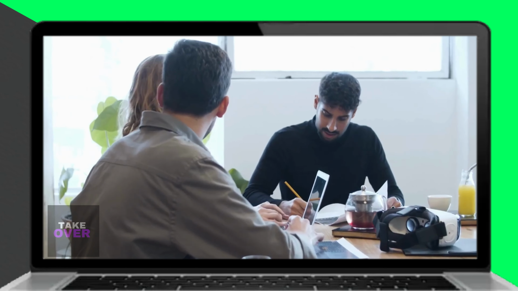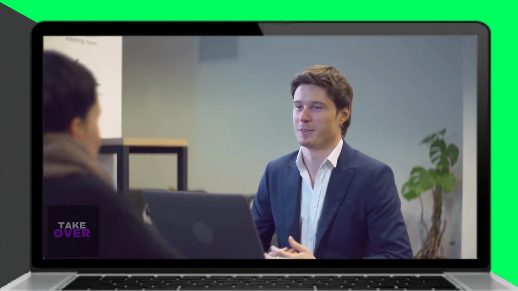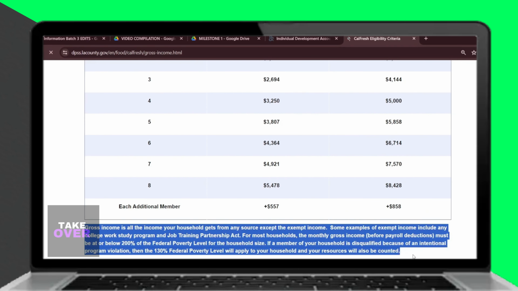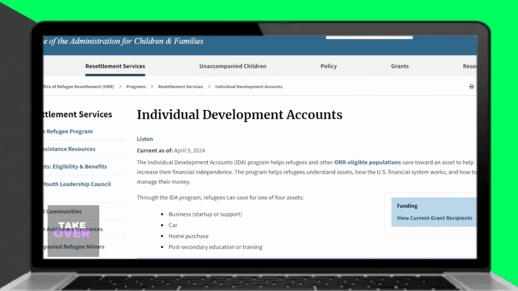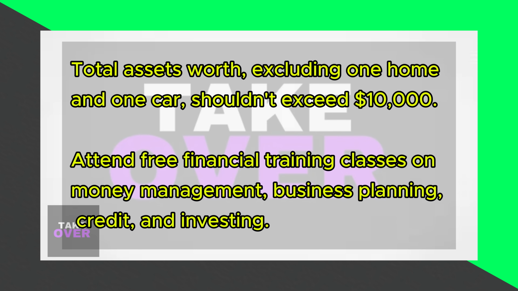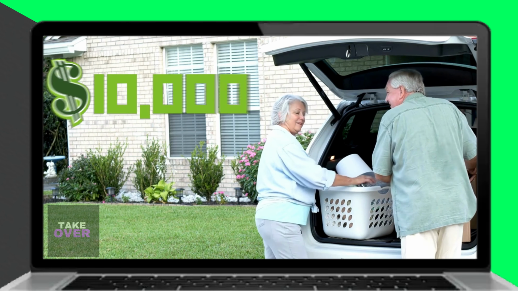The following eligibility criteria qualifies an applicant for the IDA. Your annual income must be less than 200% of the federal poverty level for you or your entire household. Applicants must have a paying job, which indicates continuous earned income. Your total assets worth, excluding one home and one car, shouldn't exceed $10,000.